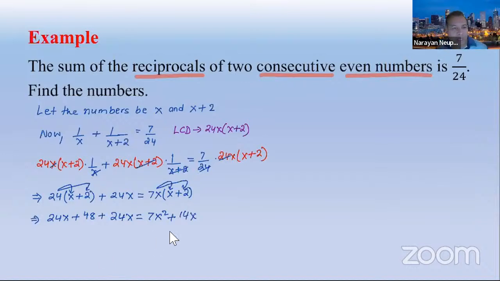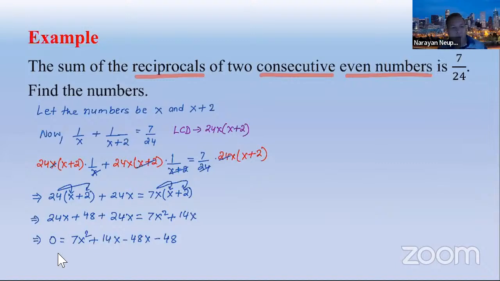So now what I'm going to do is, because we have this square term on the right-hand side, I'm going to move everything to the right-hand side. I want to keep 0 on the left-hand side. So look at this step very carefully. Here I have 7x squared on the right. Then we have 14x on the right. Now look at the left-hand side. Here is 24x plus 24x. That is 48x, right? If we move this 48x to the other side, it will be minus 48x. And if we move this positive 48 to the other side, it will be negative 48.